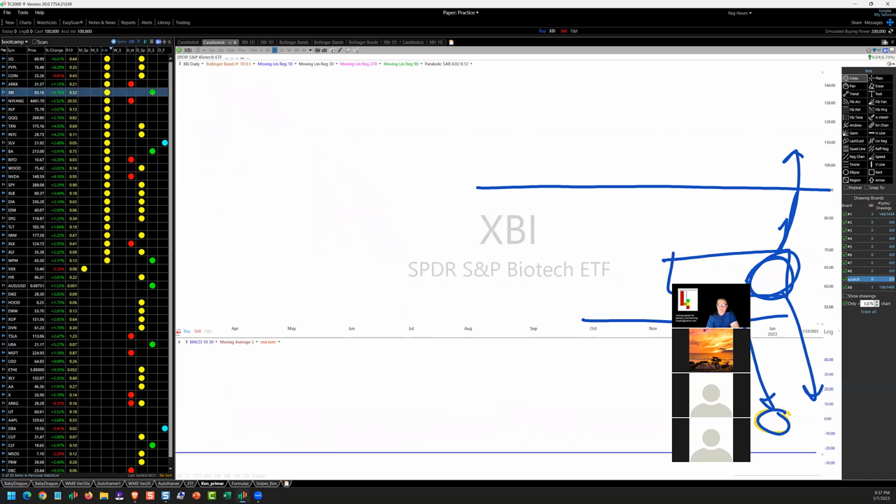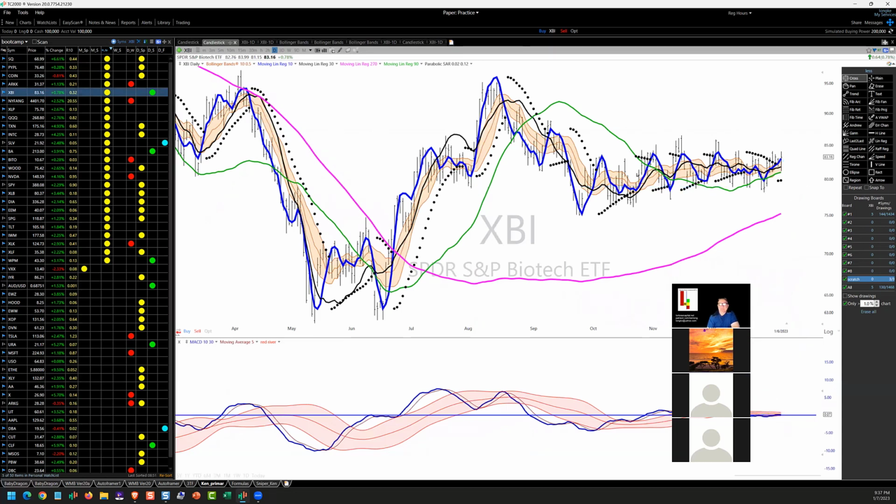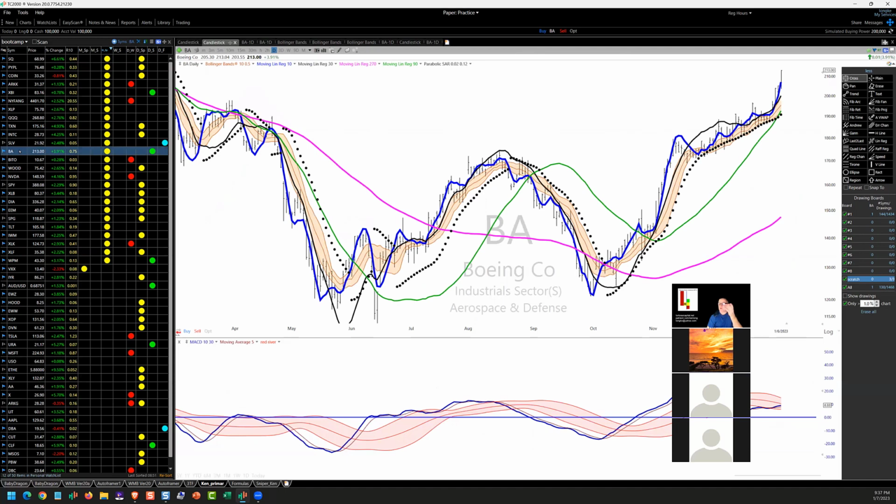When we looked at XBI, it's already, this is a little bit better. The 270, the 90, and the 30 and the 10 are already pointing up. Boeing, clear example of what a daily summer looks like.